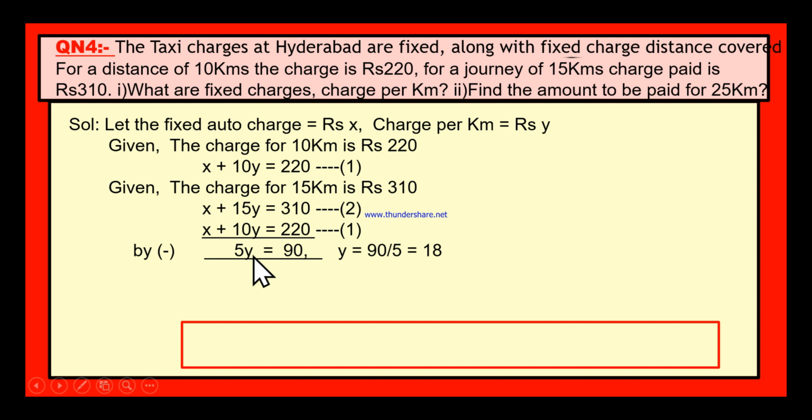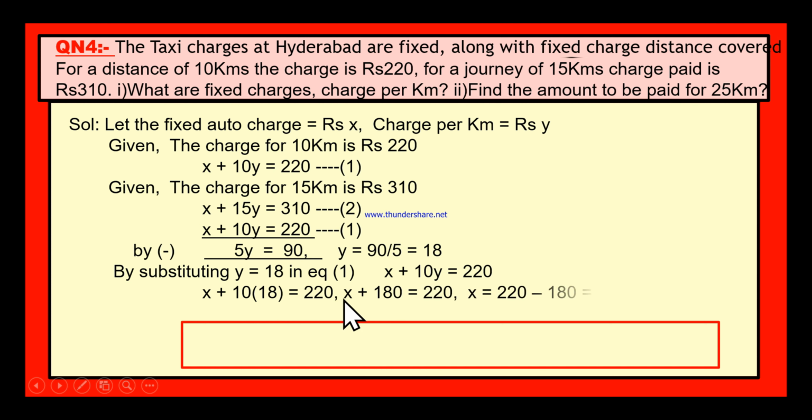Here 5 multiplies y and the other side should divide. Therefore y is equal to 90 divided by 5. And 5 in 90, 18 times. Therefore y is equal to 18 rupees. Now let us substitute y value which is equal to 18 in equation 1. By substituting y is equal to 18 in equation 1, x plus 10y is equal to 220. x plus 10 into 18 is equal to 220, and x plus 180 is equal to 220 and x is equal to 220 minus 180, that is equal to 40 rupees.